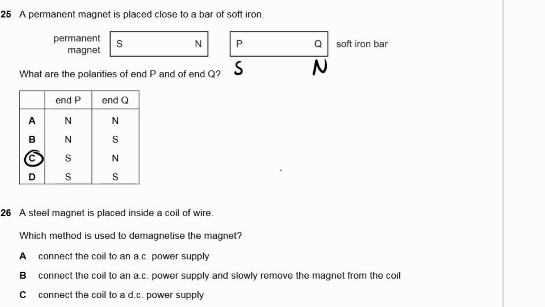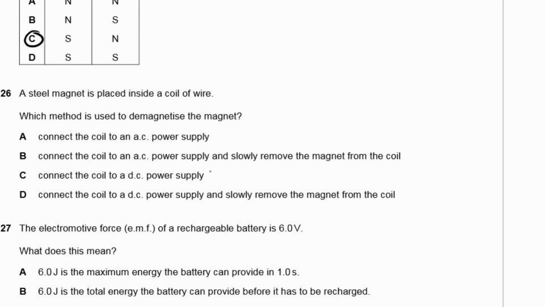26. A steel magnet is placed inside a coil of wire. Which method is used to demagnetize the magnet? Well, let's have a look at our options. A. Connect the coil to an AC power supply. Well, that will temporarily demagnetize it 50 times a second before remagnetizing it. So not inordinately useful. B. Connect the coil to an AC power supply and slowly remove the magnet from the coil. This is the way to do it.